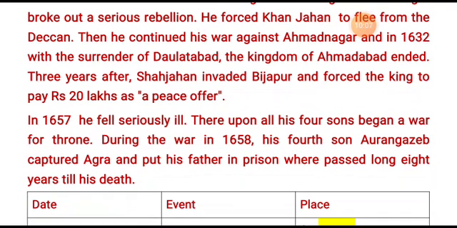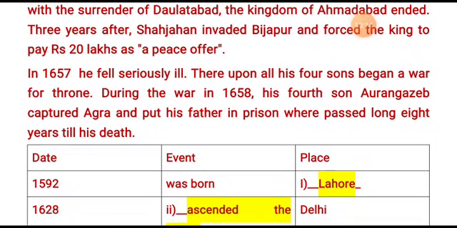In 1657, he fell seriously ill. Thereupon, all his 4 sons began a war for throne. During the war in 1658, his fourth son, Aurangzeb, captured Agra and put his father in prison, where he passed long 8 years till his death.